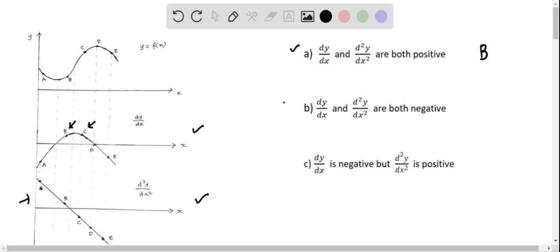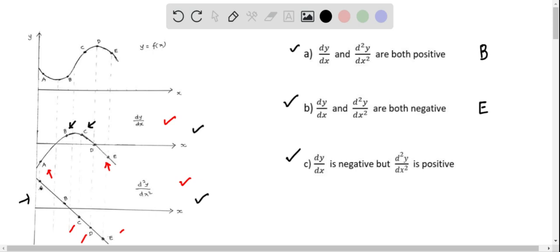Now similarly, to answer part B, we have to check at which points the first derivative as well as the second derivative are both negative. So let's try to identify. Considering the first derivative, we know that at points A as well as point E, the first derivative is negative. However, for the second derivative, that is d2y by dx2, we have three points, C, D as well as E. Now if you combine these and take only the common point, only E is common between them. So the answer for this question is E. Only for point E, both the first derivative and the second derivative are negative.